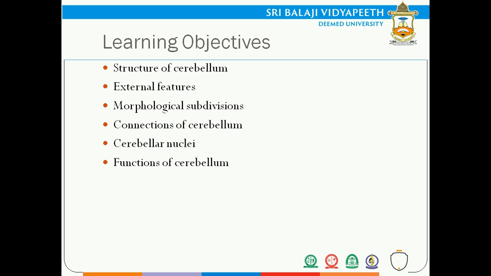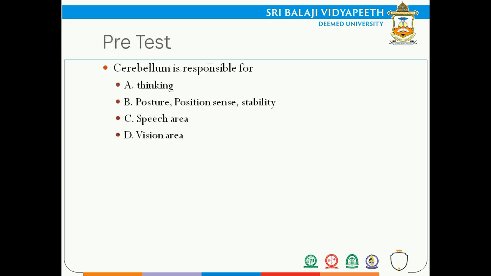So what are the learning objectives of today's class? We will learn about the structure of the cerebellum, its external features, morphological subdivisions of the cerebellum, connections of the cerebellum, how it is connected with the cerebellar nuclei, and the functions of the cerebellum.